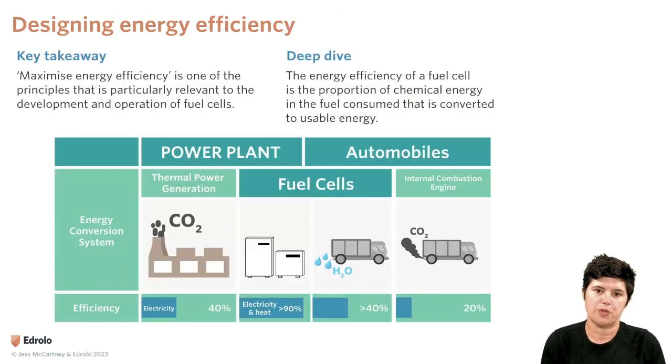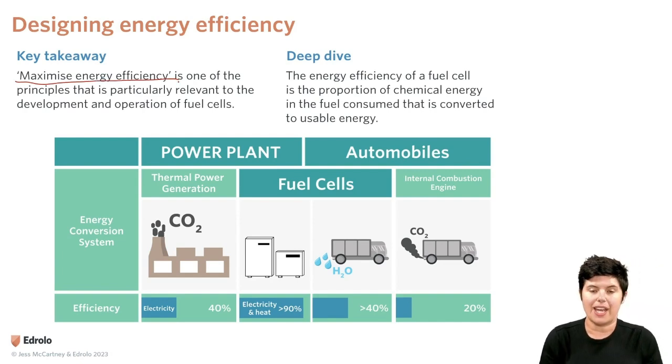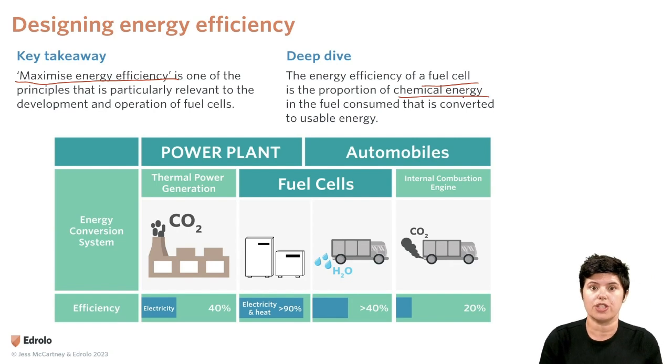So one of the principles for green chemistry is maximize energy efficiency. And this can be applicable to fuel cells. So what we want to do is to be able to design fuel cells that are most energy efficient. So we want the fuel cell to be able to convert as much chemical energy into usable energy, so usable electrical energy, as possible.